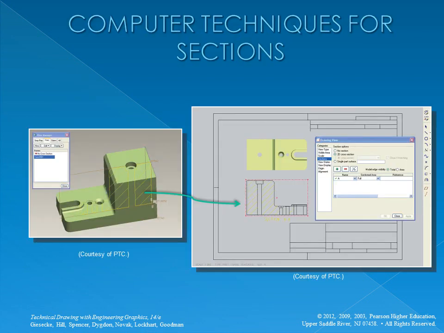2D and 3D sectional views are created using CAD. Most CAD systems have a hatch command to generate the section lining and hatch patterns to fill an area automatically.